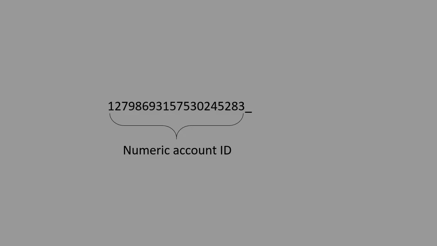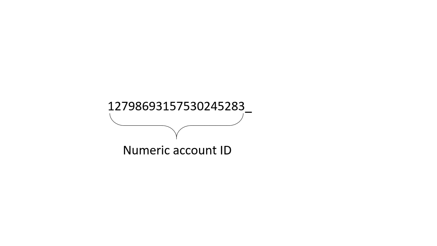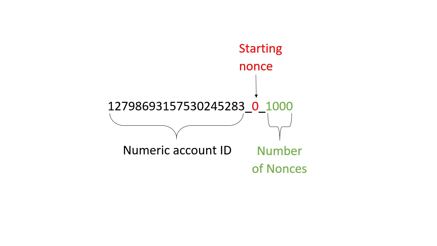The name of your plot file is made up of three things. The numeric account ID for the account which you are mining for, the starting nonce, and the number of nonces contained. So in this example, we have an account ID that we got earlier, the starting nonce, 0 in this case, and the number of nonces contained in the plot file. Here we have 1,000.